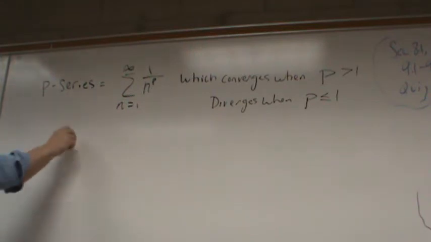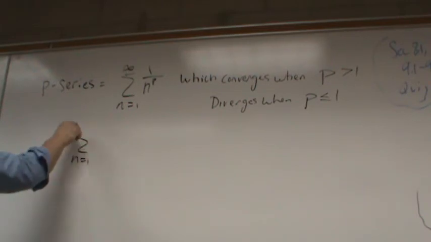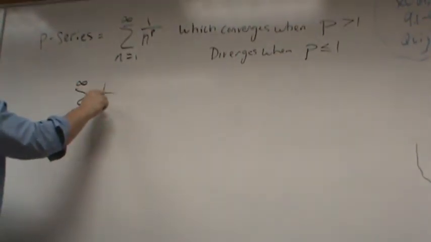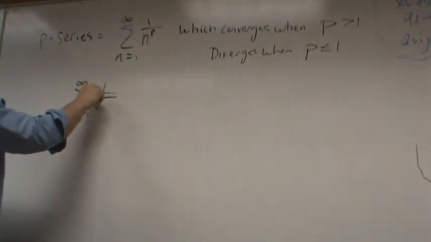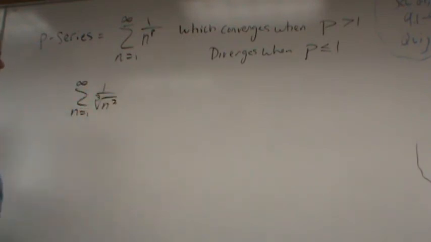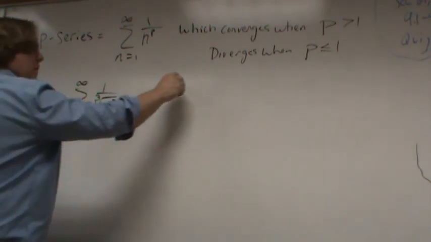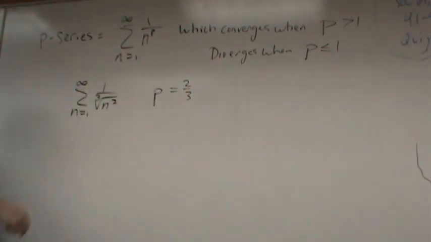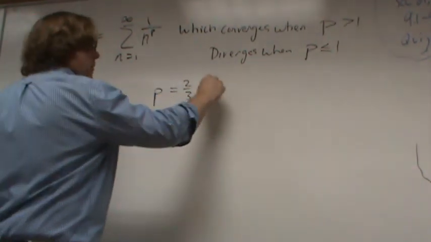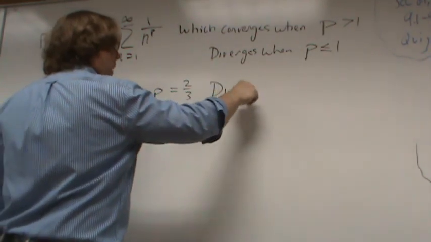How about this? The sum as n goes from 1 to infinity of 1 over the cube root of n squared. Does that converge or diverge? Well, what's my p here? What's p equal for this one? 2/3. Good, 2/3. So does it converge or diverge? Yeah, it diverges.